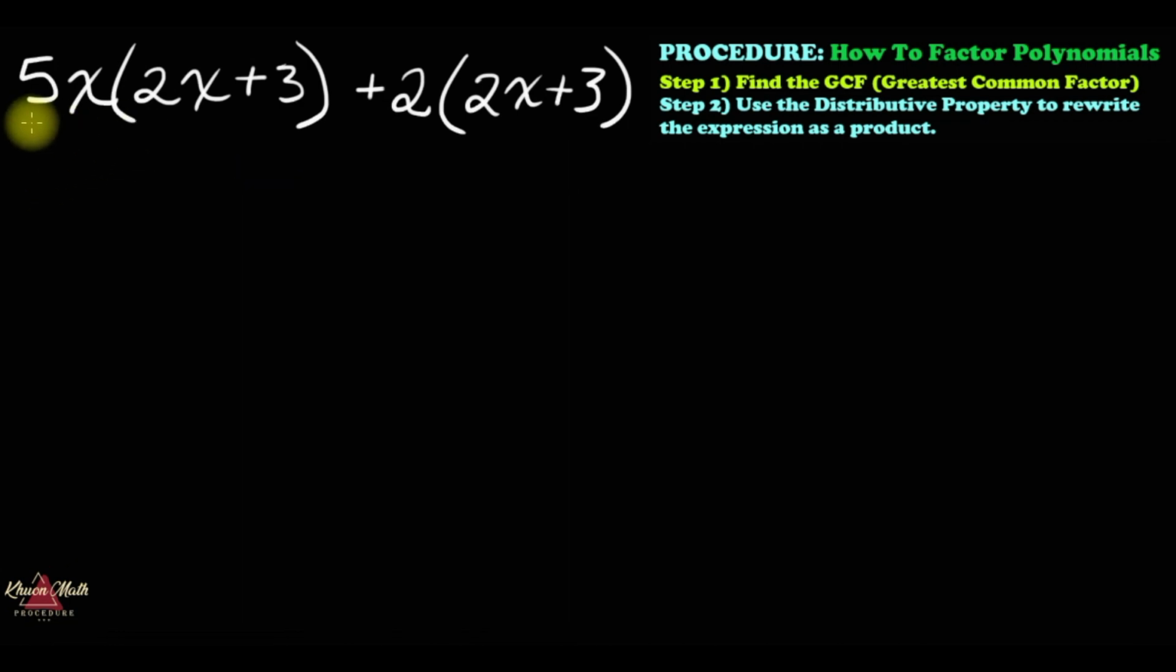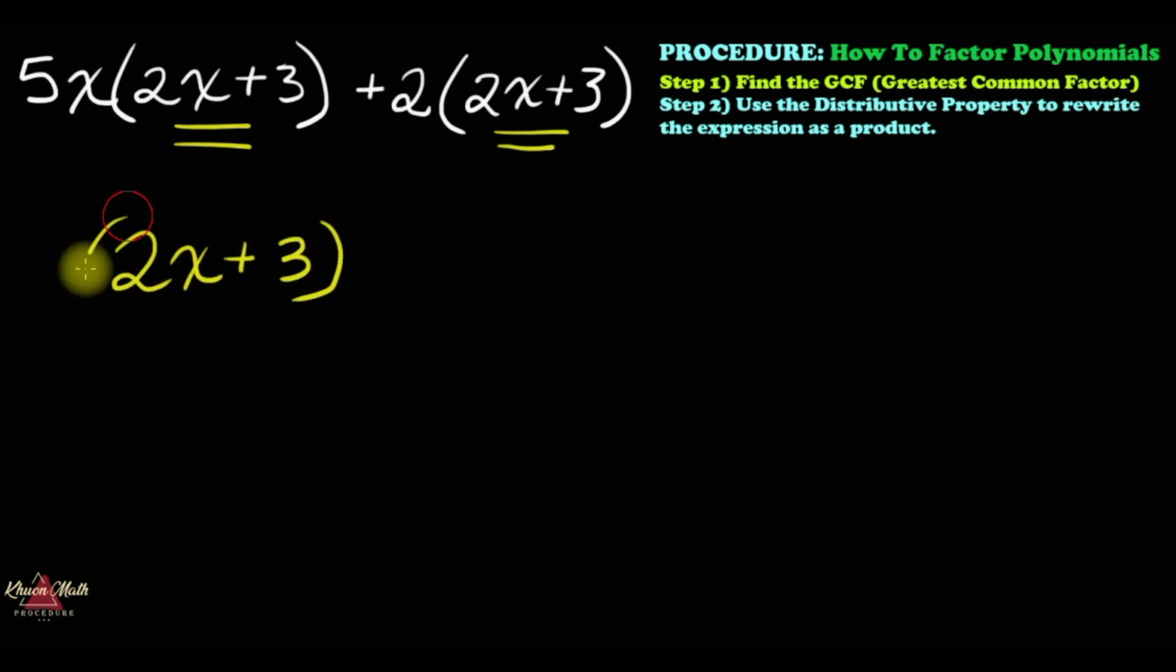It looks like this term right here, you have the 2x plus 3 inside a parenthesis. And then you also have a 2x plus 3 here. So you're going to be able to pull out the 2x plus 3. So let's go ahead and pull out 2x plus 3. So 2x plus 3, that comes out. And then we have to find the product of it.